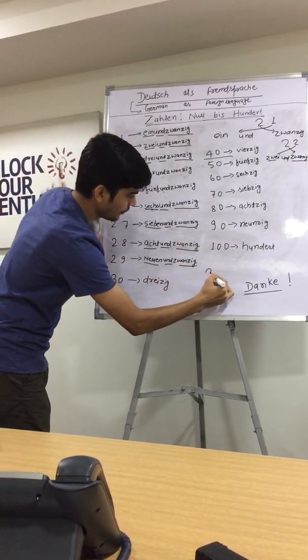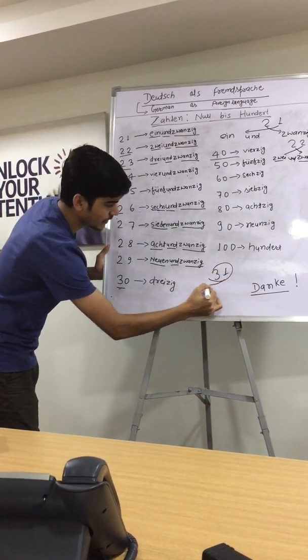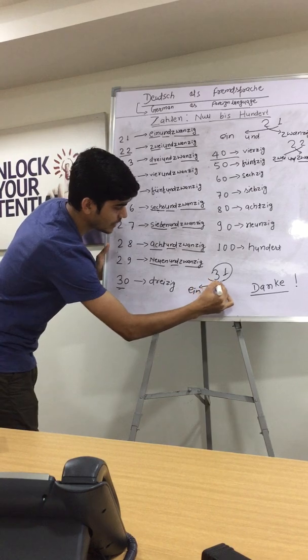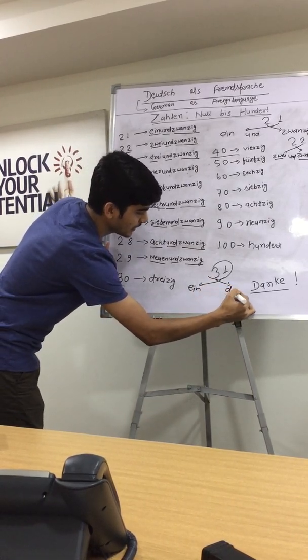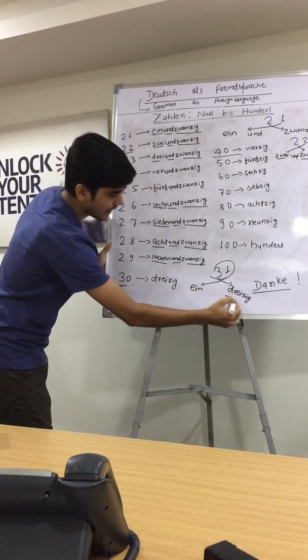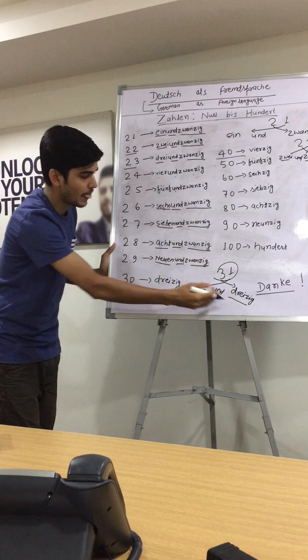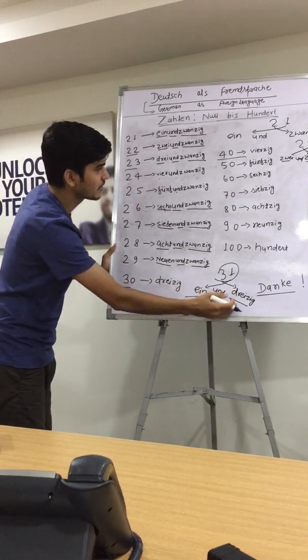So if we pronounce 31 in German, this one is ein and this one is 30. So 30 in German is 30. Ein 30. In between them we put und. So 31, 32, and so on.